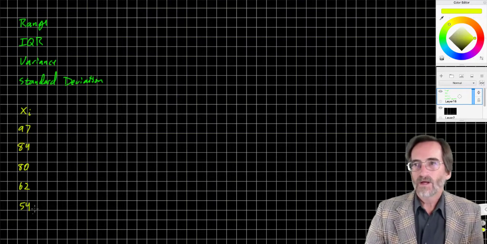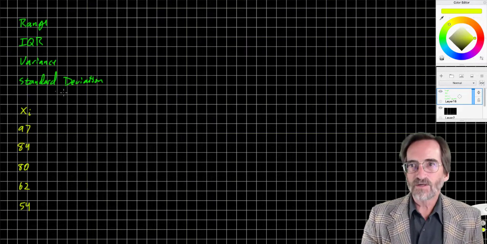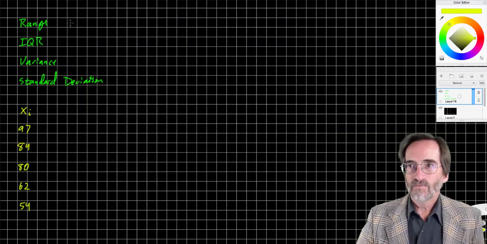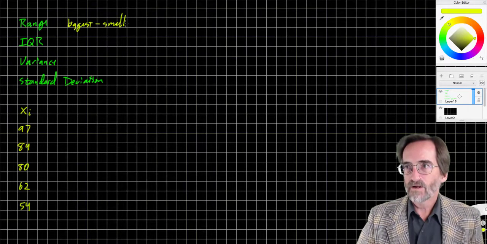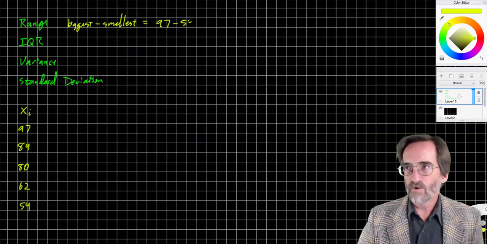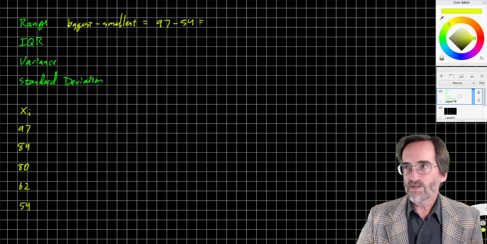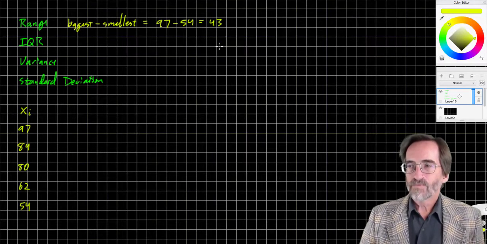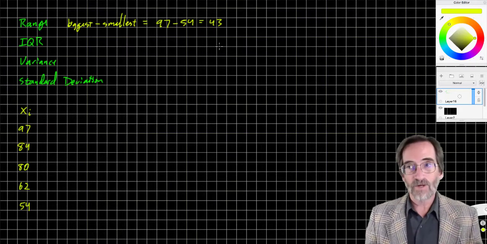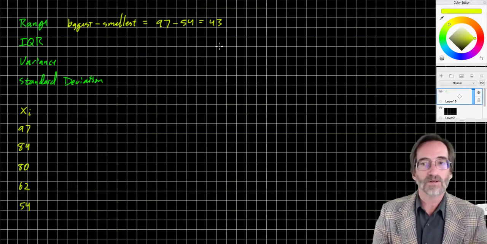All right. And let's find first the range. The range is the biggest minus the smallest. So in this case, the range is 97 minus 54, or looks like 43. So the bigger the range, the more spread out the numbers are. The smaller the range, the less spread out the numbers are.